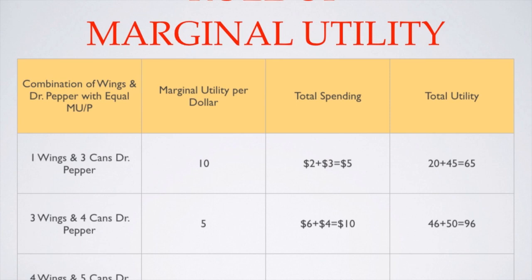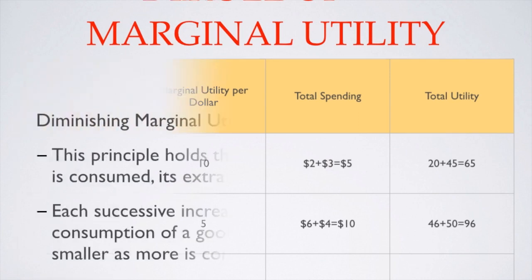The third row shows marginal utility at 3 utils when 1 more wing and 1 more can of Dr Pepper is consumed. While marginal utility decreases with each additional wing and Dr Pepper, total utility continues to increase but at a diminishing rate. We can observe that marginal utility falls as more is consumed and that marginal utility equals 0 when the total utility is at its maximum.